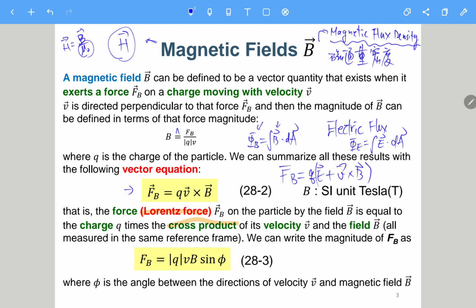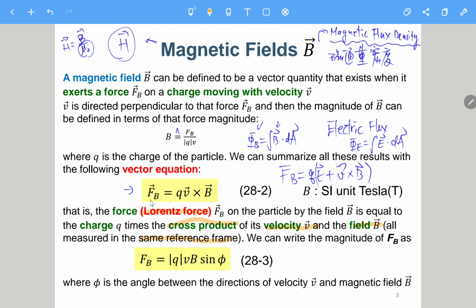Here you need to be careful: when we talk about this Lorentz force, the velocity and the B field are all measured in the same reference frame. In different inertial reference frames, the velocity may be different. If your reference frame is moving with the particle, then you feel like the particle doesn't move, but you need to consider the B field, and then see how fast the particle is moving.